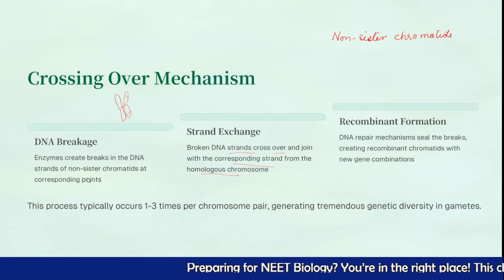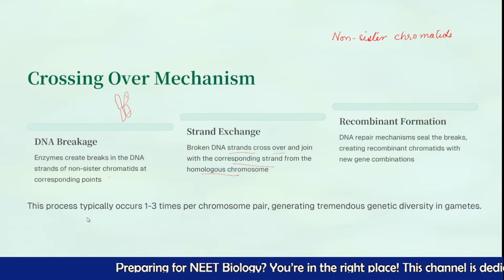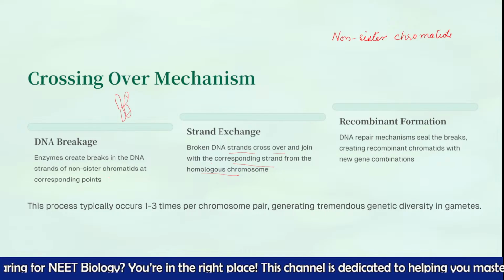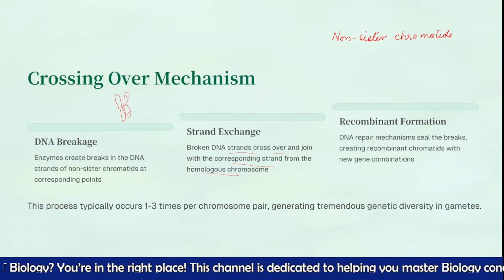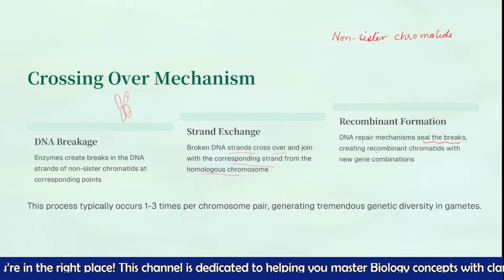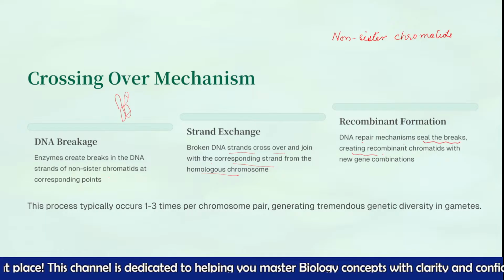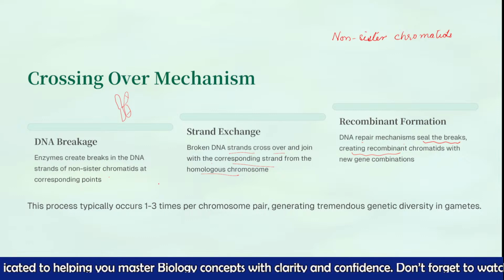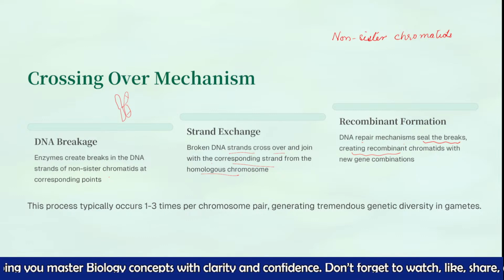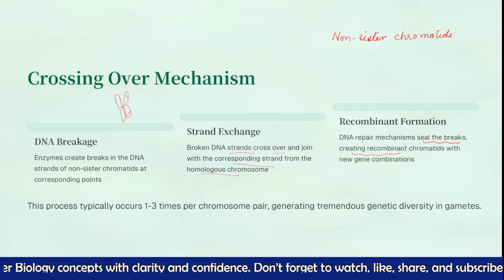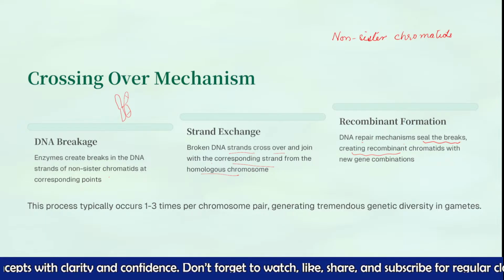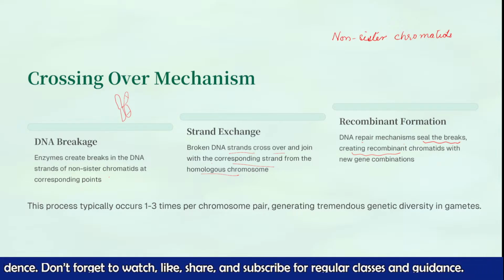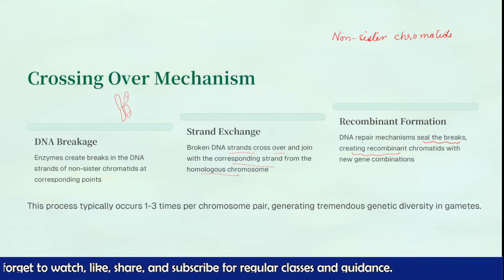Remember that point also. First a breakage, then they exchange their material, and then finally the sealing of the broken part. The DNA repair mechanism seals the breaks, creating recombinant chromatids. For this, there is a recombinase complex, different types of enzymes. The enzyme complex is involved in this crossing over for the breakage, joining and so on. A group of enzymes is involved.